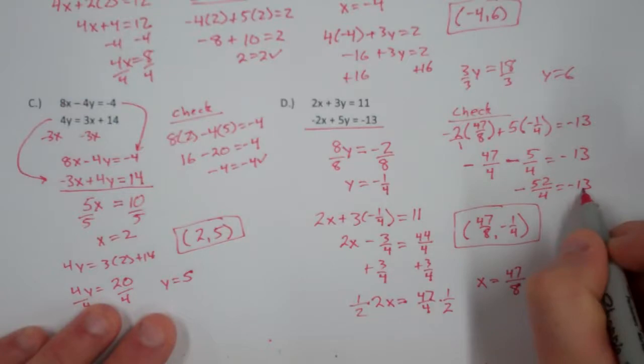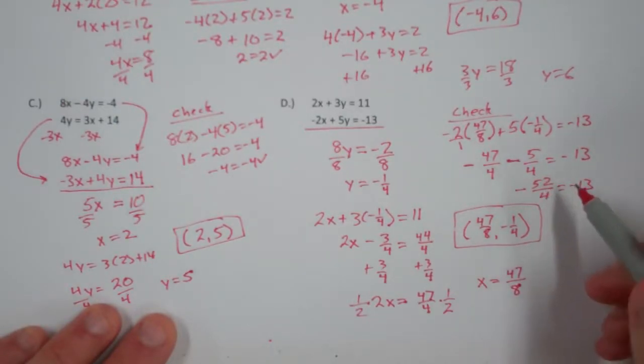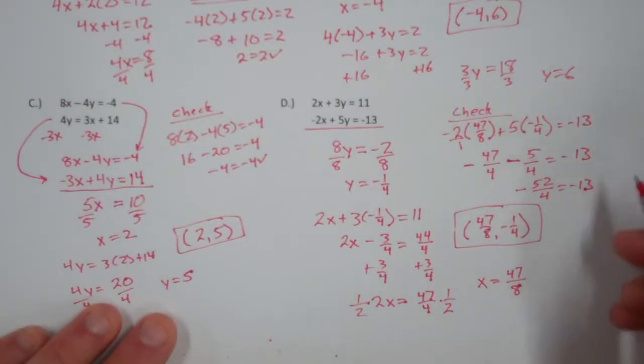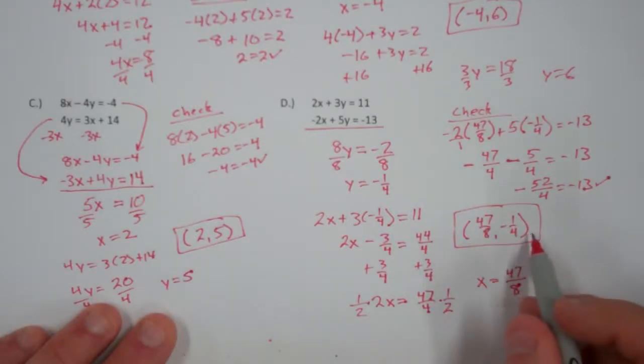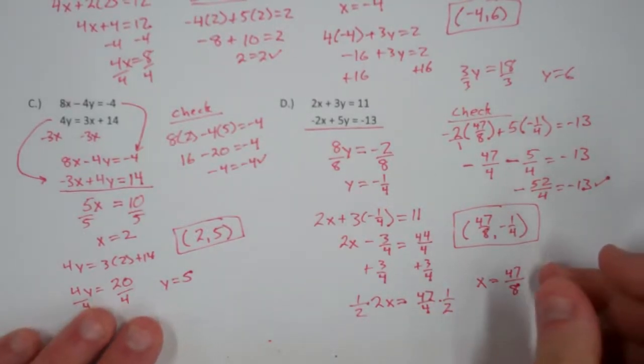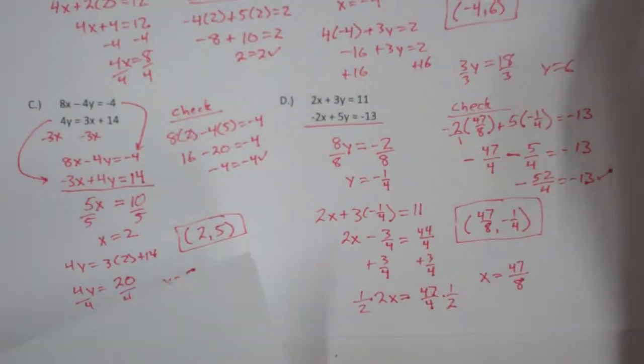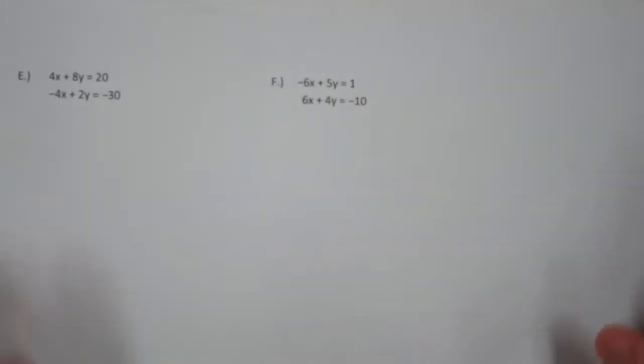If we combine these, we have a common denominator, so this is negative 52 over 4, which is equal to negative 13. 52 divided by 4 is the same as dividing 52 by 2 and then 2 again. So 52 divided by 2 is 26. Divided by 2 again is 13. So this one does check with these values. Again, you could list them as decimals or mixed numbers depending on who your teacher is or how you'd like to list it. We just have a couple more to do here.